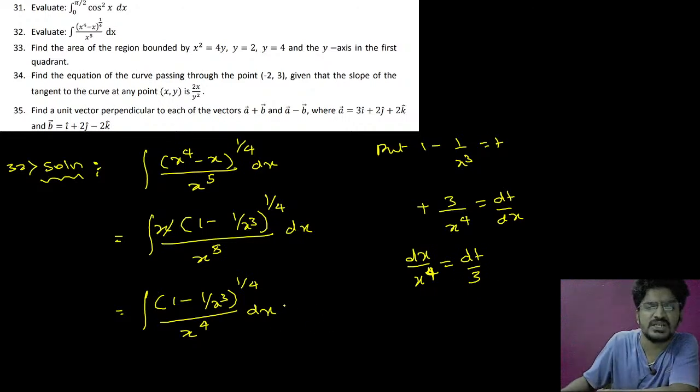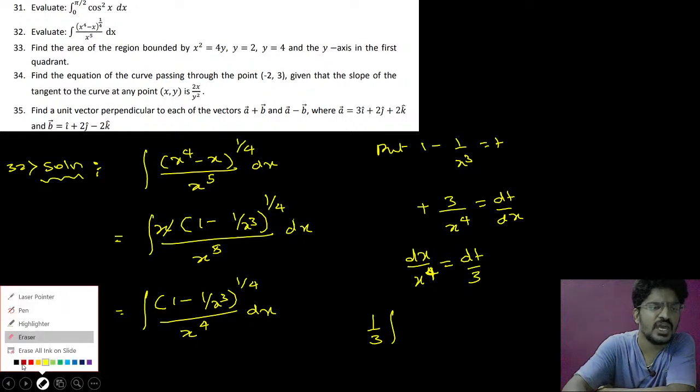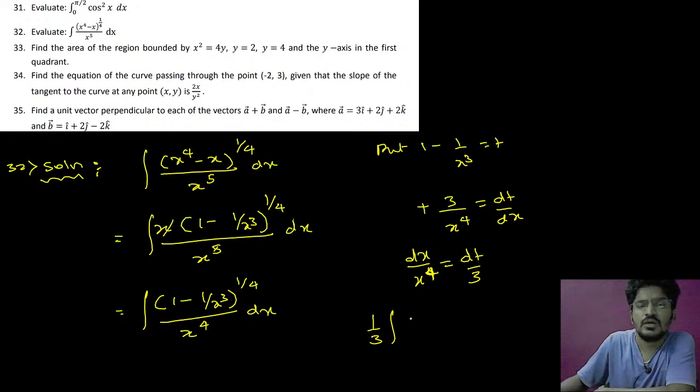Now you can replace the terms and you can simplify. Dx divided by x to the power of 4 is dt divided by 3. 1 minus 1 by x cube is t. So you can write it as t to the power of 1 by 4, into dt.